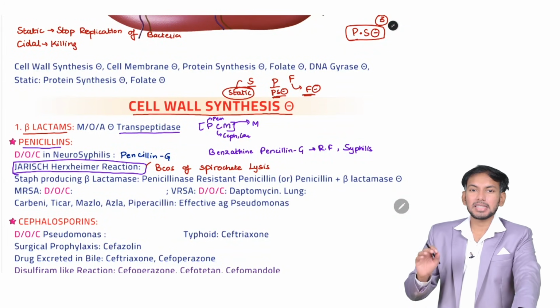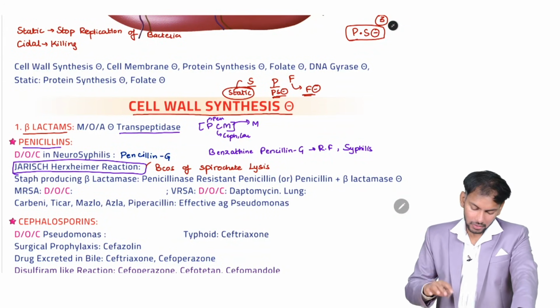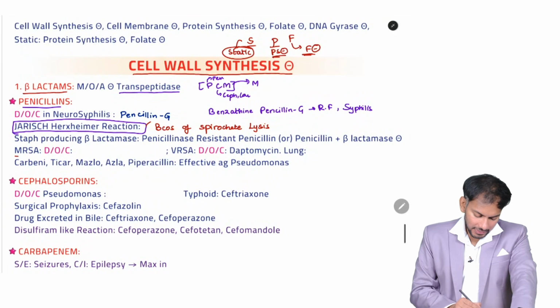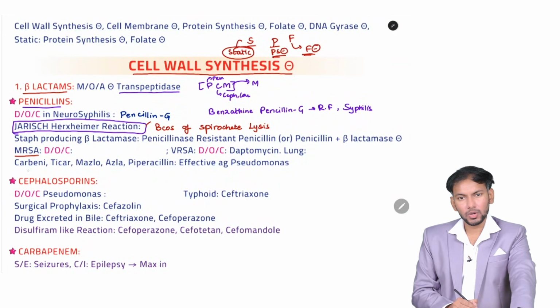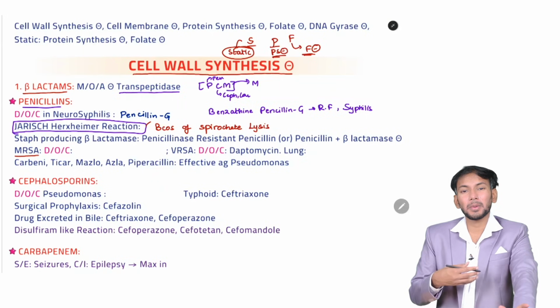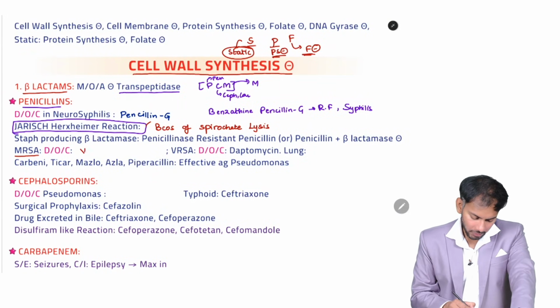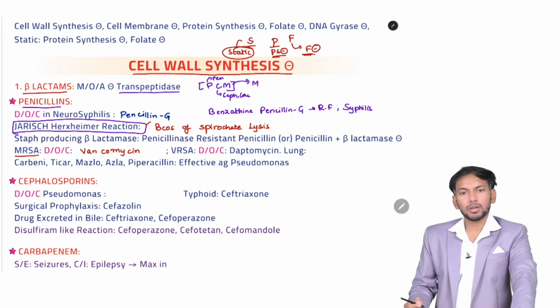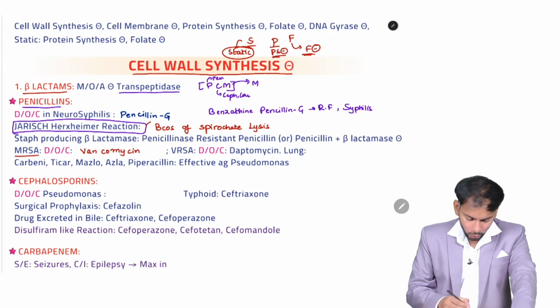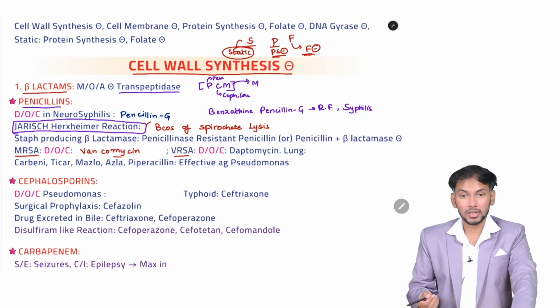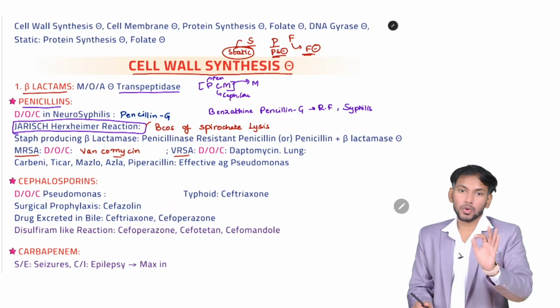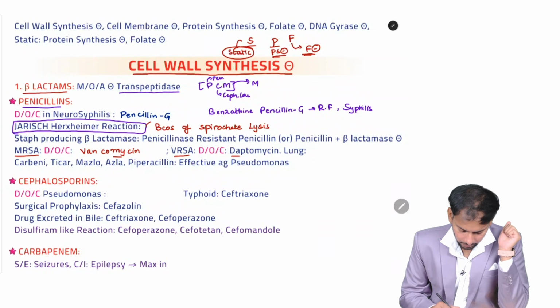Now we'll see about the resistances in the penicillin. Now we have something known as methicillin resistant Staphylococcus aureus. Now what is the drug of choice for MRSA? It is supposed to be vancomycin. The drug of choice for MRSA is vancomycin. Now, if the bacteria becomes resistant to vancomycin itself, it is known as VRSA. Now, what is the drug of choice for VRSA? It is daptomycin.